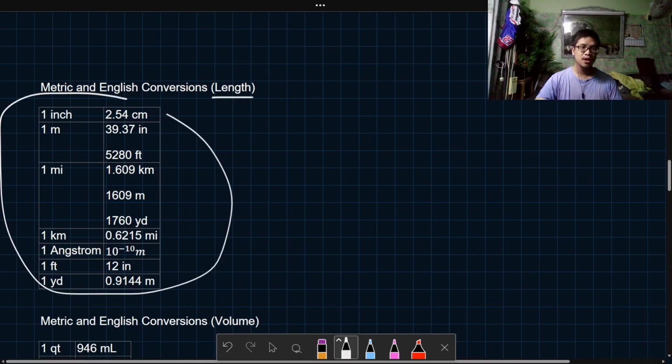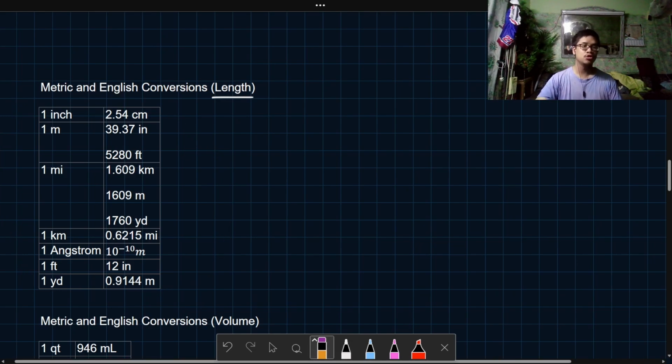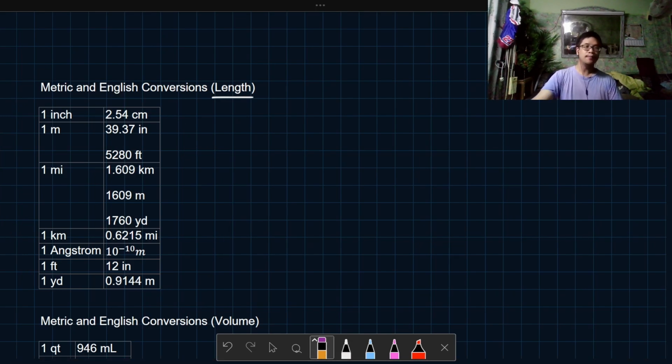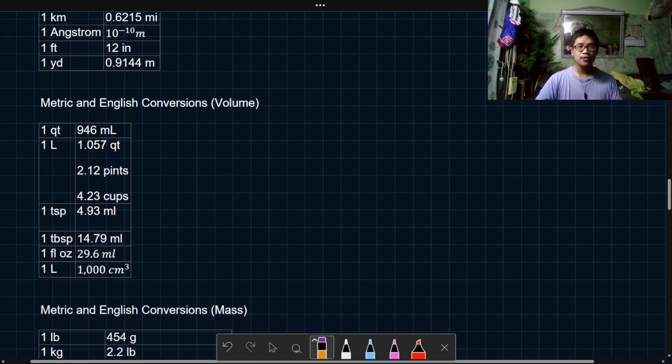From these, 1 inch is equivalent to 2.54 centimeters. 1 meter is equivalent to 39.37 inches, and it's also equivalent to 5,280 feet. Another one is for the volume. 1 quart, QT means quarts, by the way.